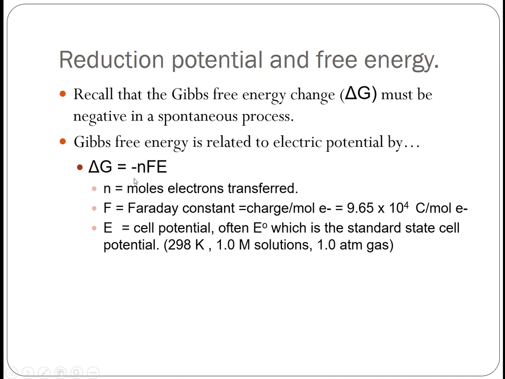Delta G is the change in Gibbs free energy. There's a negative sign there. N is moles of electrons transferred. F is the Faraday constant, which is 9.65 times 10 to the fourth coulombs per mole of electrons. So that's the charge in a mole of electrons. And E is the cell potential, so the voltage that a particular galvanic cell can produce. Usually it's going to be the standard cell potential. We'll talk about non-standard stuff later; we don't worry about that too much right now.